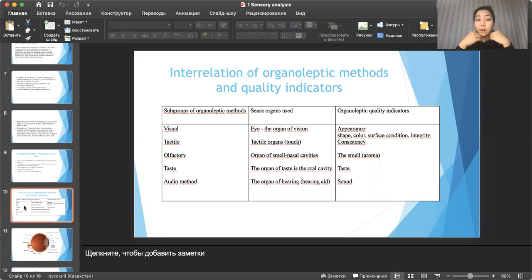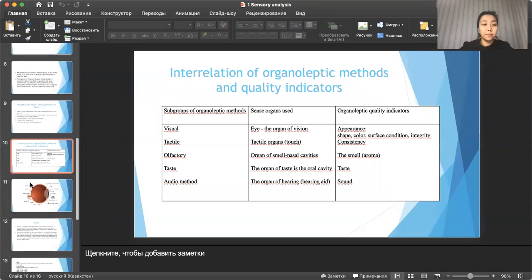For example, with olfactory organoleptic methods, using our organ of smell, the nasal cavities, we are smelling the aroma, the flavor. About the taste, using our oral cavity, we determine the taste. And the same for the audio methods: the organ of hearing is our ears, and we can determine the sound.